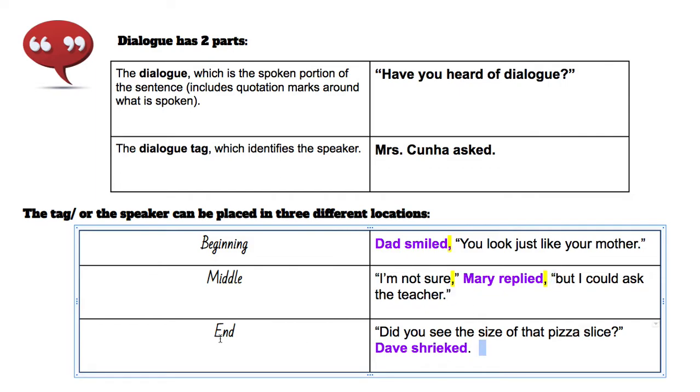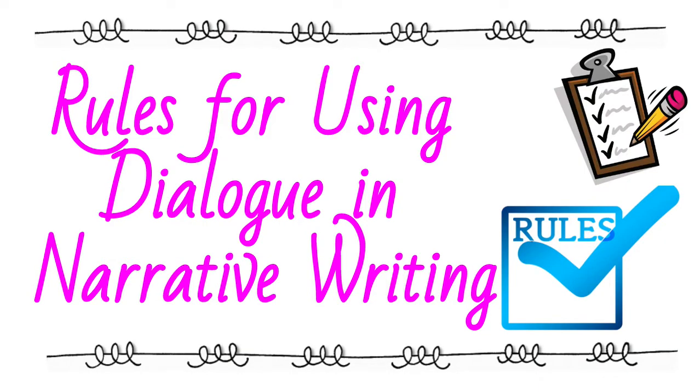The next example is using the dialogue tag at the end. Sometimes you could do that as well, right? "Did you see the size of that pizza slice?" Dave shrieked. So notice Dave is speaking this at the beginning, right? It ends with a question mark because he is asking a question, but the dialogue tag is at the end. So now let's talk about the 5 rules that you must follow when you use dialogue in your stories.